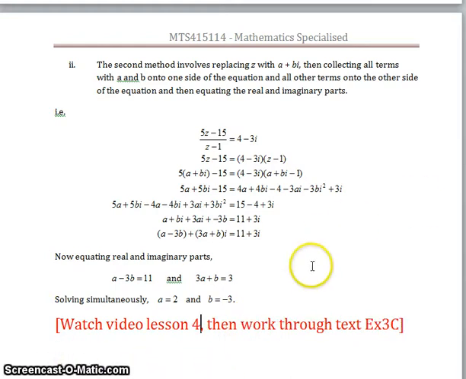So now what I want you to do, having watched that video, is work through these problems yourself. Make sure you can follow the steps and you can do them yourself. And then when you're happy with that, work through the text, exercise 3C, and do those problems there.